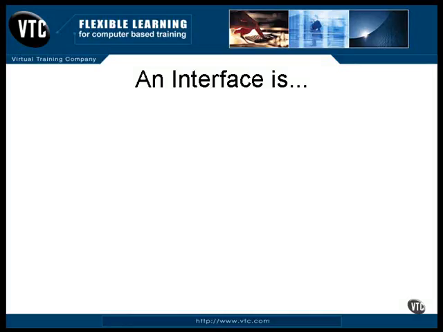An interface is like a contract agreed to by a class. With this contract, the class agrees to implement certain methods. An interface is sort of like an abstract class where every method defined in it is abstract. That is, none of the methods defined in an interface have bodies.